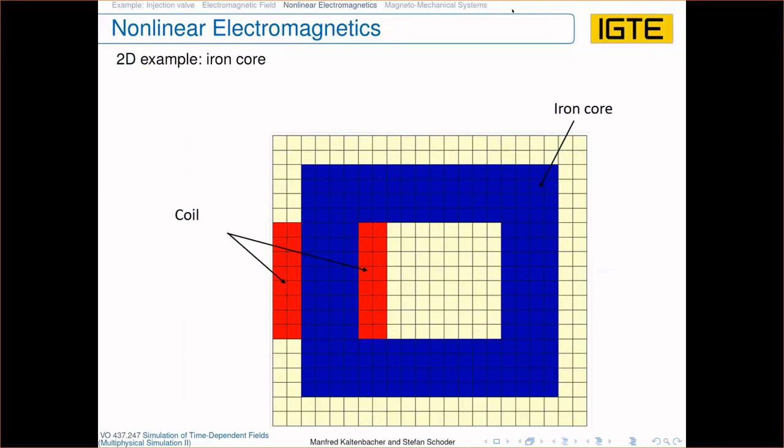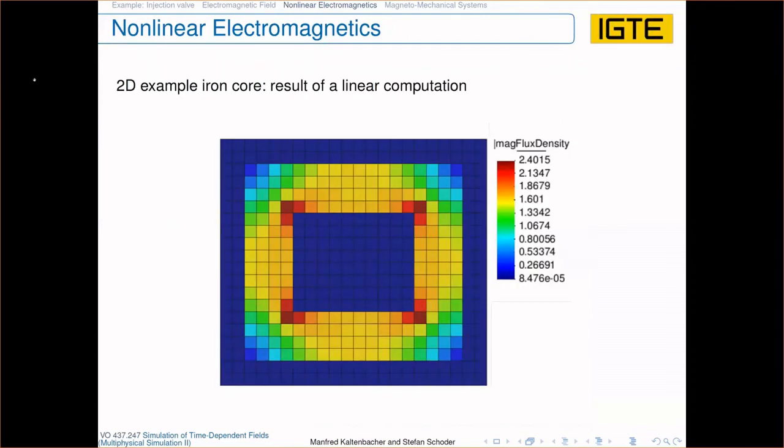So let's look at a simple example. We have here an iron core, and around the iron core at one part we have a coil as shown in red here. It is a 2D example, so it's a cross section. Well, we know clearly that the magnetic field will have closed field lines which will go along and mainly be concentrated within the iron core due to the high magnetic permeability. The direction is a question of the direction of the current. You know, we have the right hand rule. This is the solution for a linear computation.